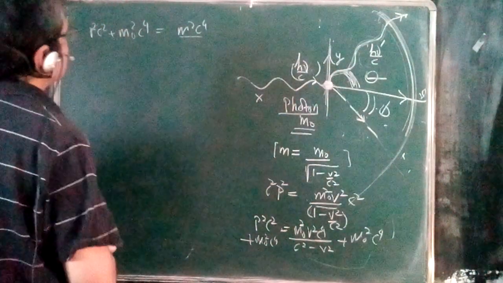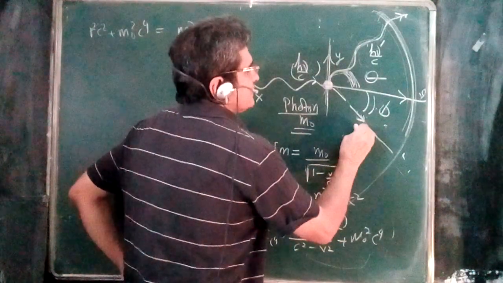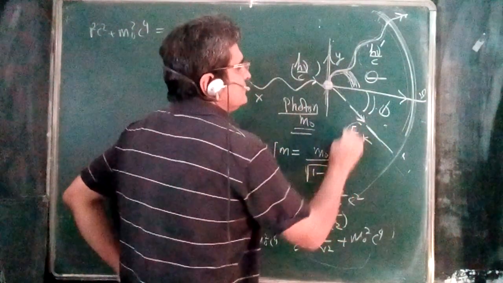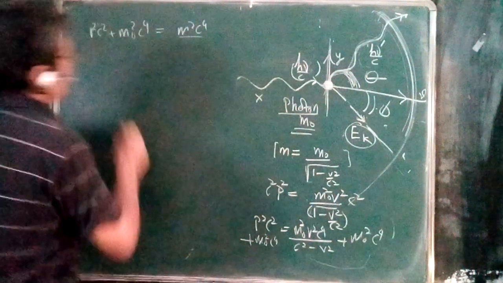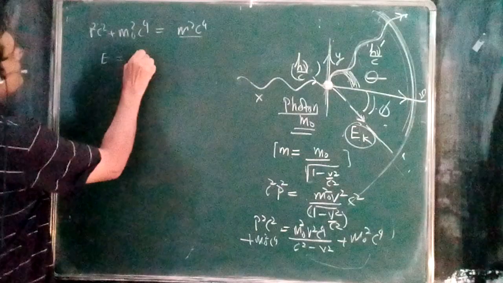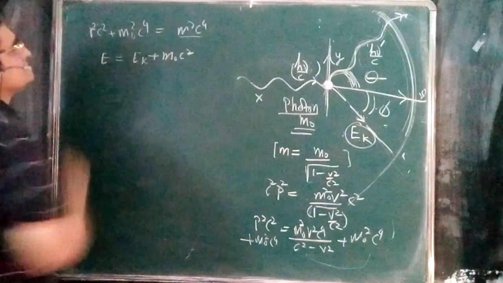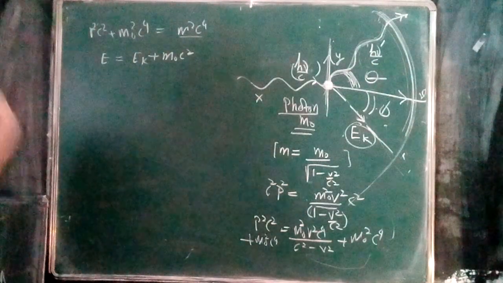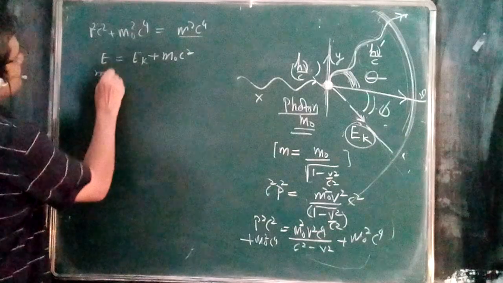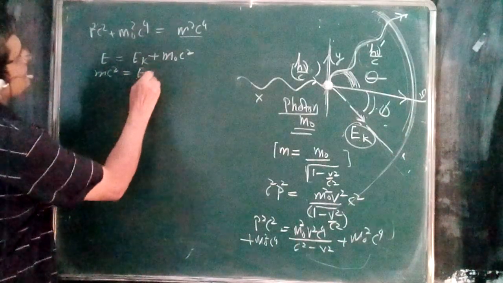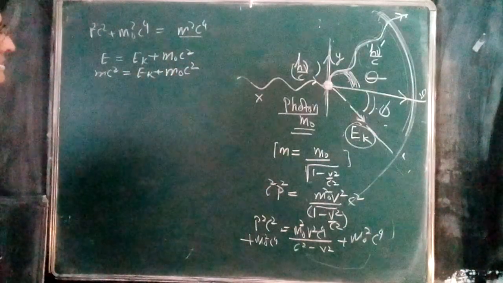Another relationship which we need to use is that the electron will have kinetic energy, but in relativity mechanics it is not the kinetic energy which is the total energy. The total energy of the electron is kinetic energy plus the rest mass energy. This is how you have to write it in the case of an electron moving at very high velocity, and E is nothing but mc square again, so it is Ek plus m0 c square. So these equations I'll be using.